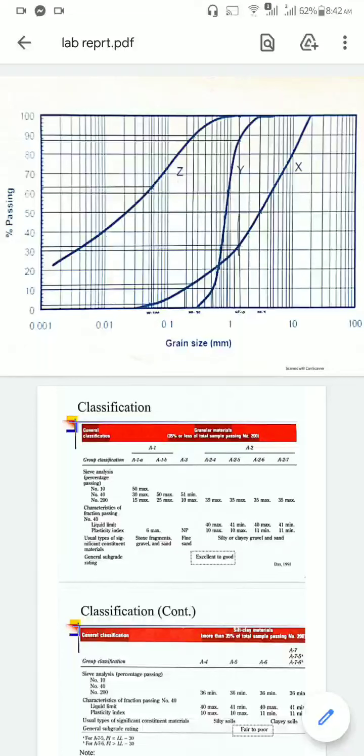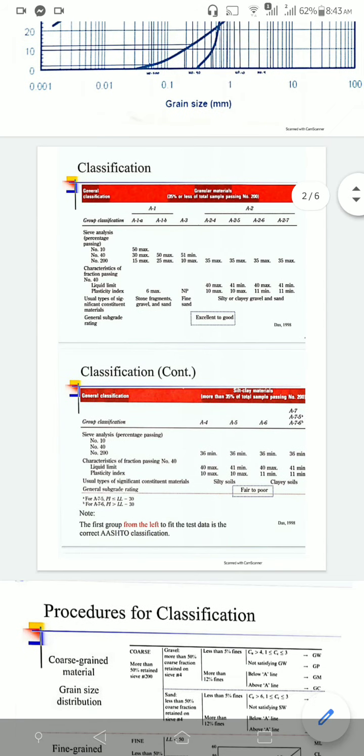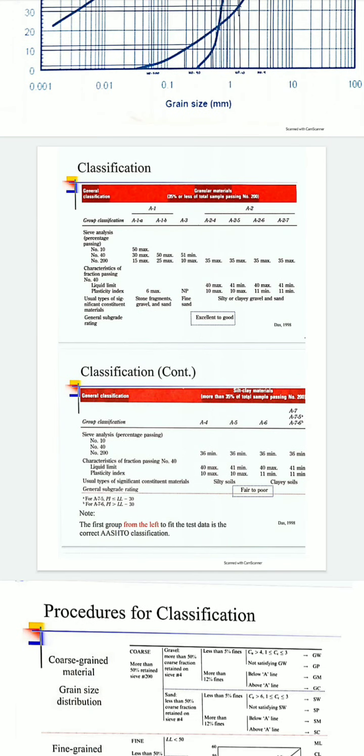I need to classify the type of soil Z, the type of soil Y, and the type of soil X by analyzing the data in the grain size distribution table. In classifying using AASHTO, I use these two tables to identify the type of the soil.